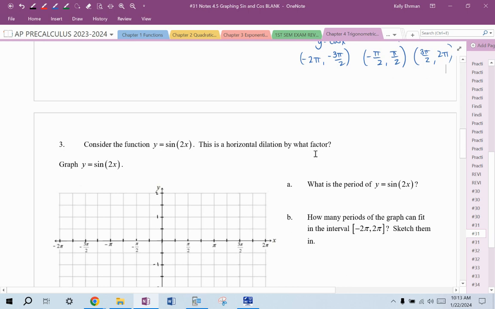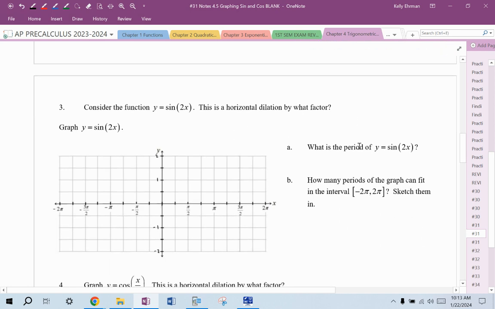So what if we have the function y equals sine of 2x? This is a horizontal dilation by what factor? We did this way back in the first quarter. You have a 2 on the x value. So remember what that means. That means that we should take every original x, y and transform it so that the x values get divided by 2, and we'll leave the y values alone. So what is this horizontal dilation? It's by a factor of 1/2.